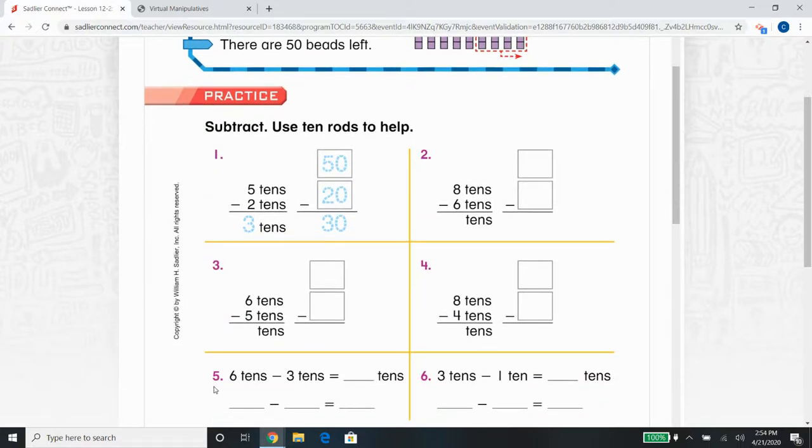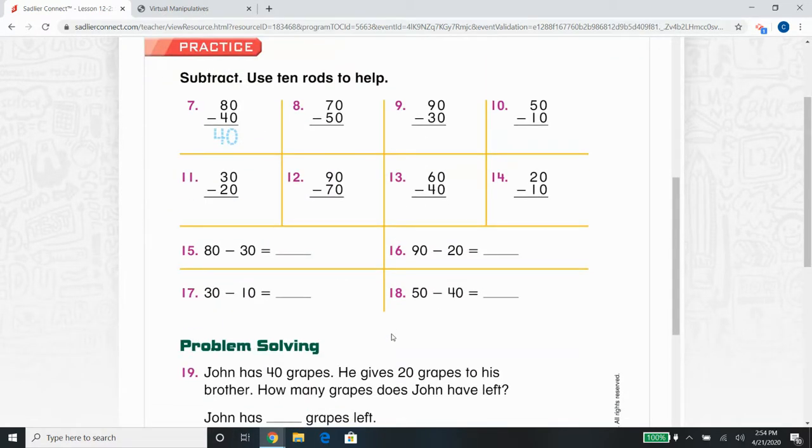So again, that's what they're going to ask here. How many 10s does 5 10s equal? How many 10s does 20 equal? You'll see it's going to be a bunch of practice problems here. It's going to look pretty similar.